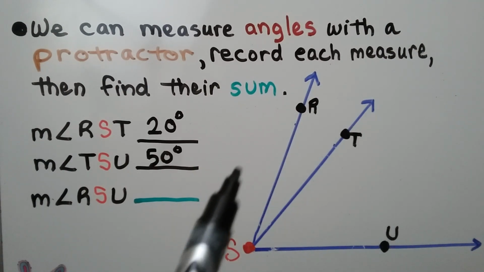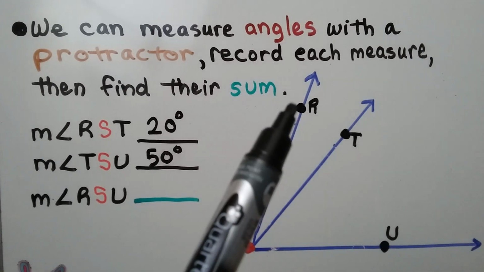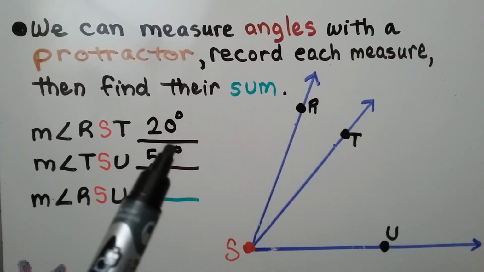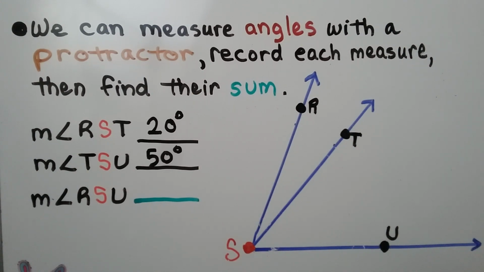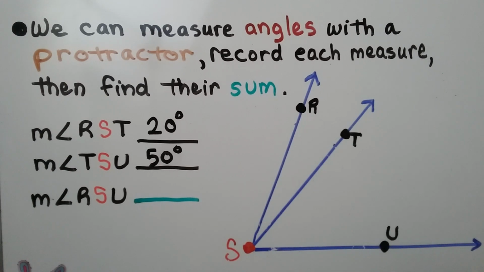So if this angle is 20 degrees and this angle is 50 degrees, we know this greater angle, RSU, must be 70 degrees. We add the two smaller angles together, it must be 70 degrees. The measure of an angle is equal to the sum of the measures of its parts.